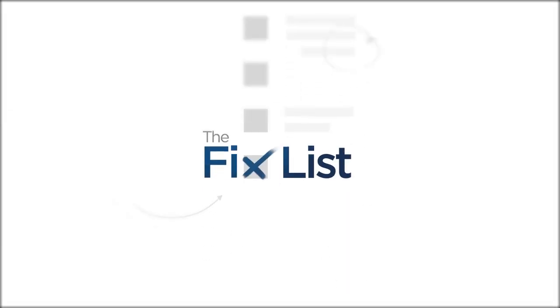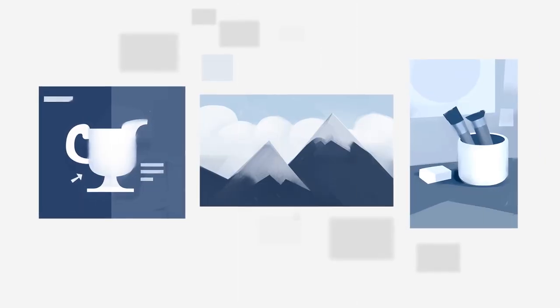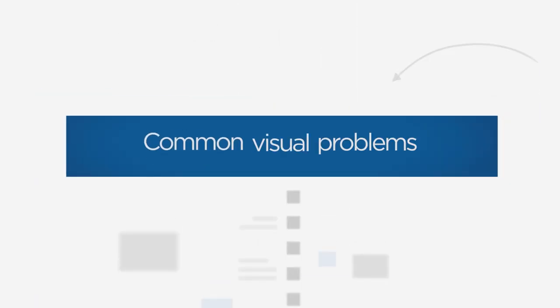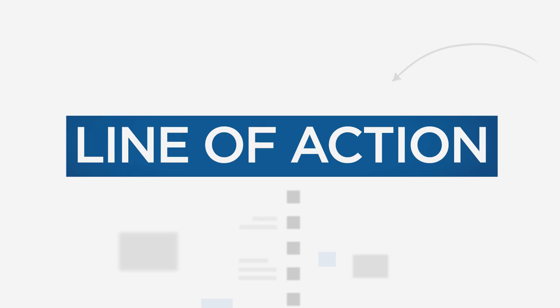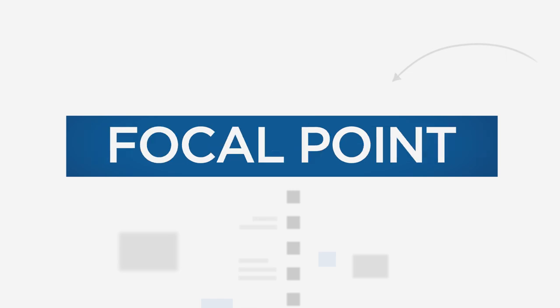Welcome to The Fix List, a guide to improving your paintings by looking at other work in search of common visual problems. Today's problem is the line of action, and actually also focal point. Now, the reason I say both of those is because really they're inseparable.